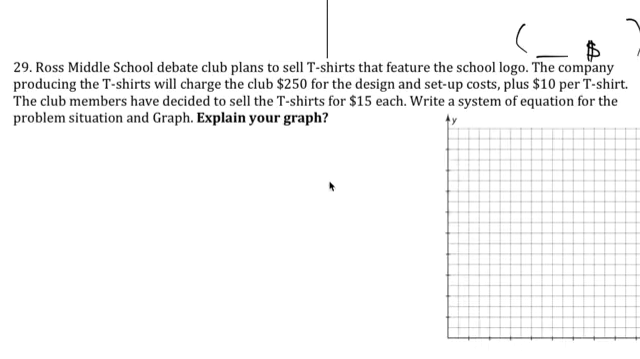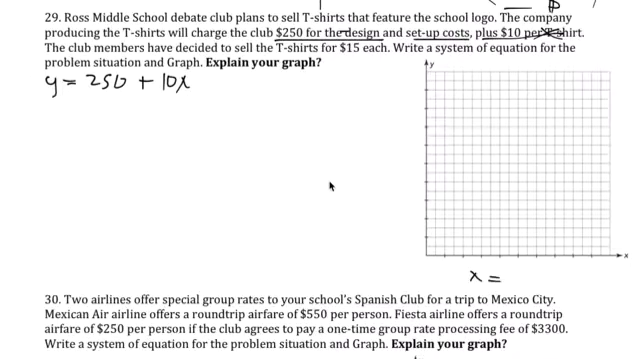Ross Middle School Debate Club plans to sell a t-shirt featuring the school logo. The company producing the t-shirt will charge this much for design and setup and $10 per shirt. So y equals 250 plus 10x. X is the number of t-shirts. This is already X. You have X there. This is the number of t-shirts. Y is the cost.